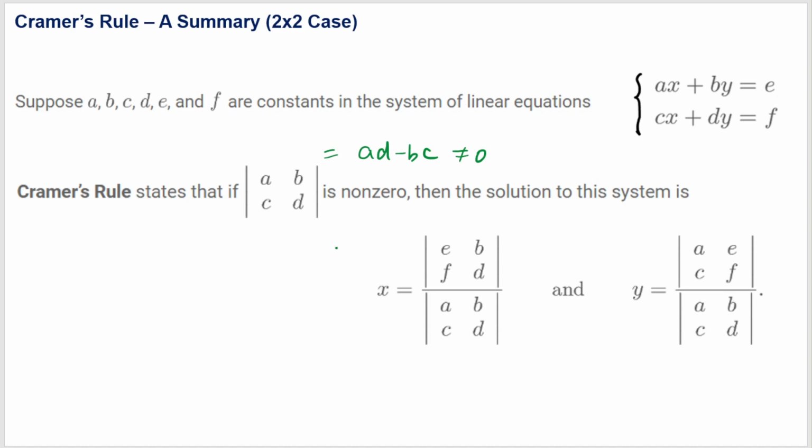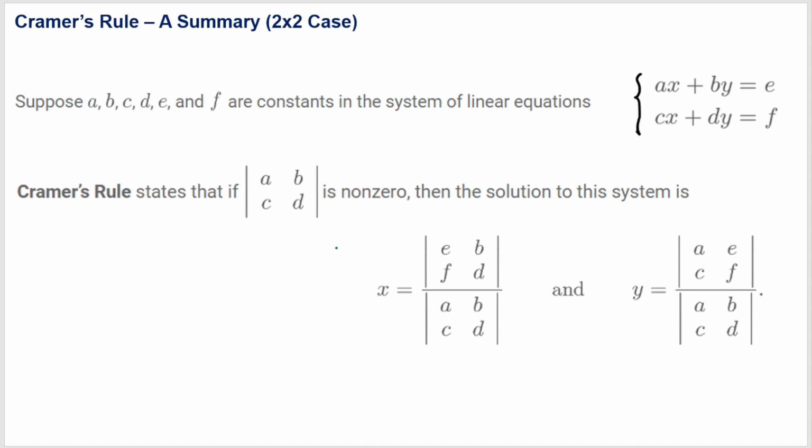Then the solution to this system is x equals a fraction. The denominator is the determinant of A, B, C, D, and the numerator is the determinant of E, B, F, D, where the second column stays the same but you replace the first column using the constants. So it's a ratio between two determinants. Did you get it? A determinant is actually a number. And y can be expressed as a fraction between two determinants as well.